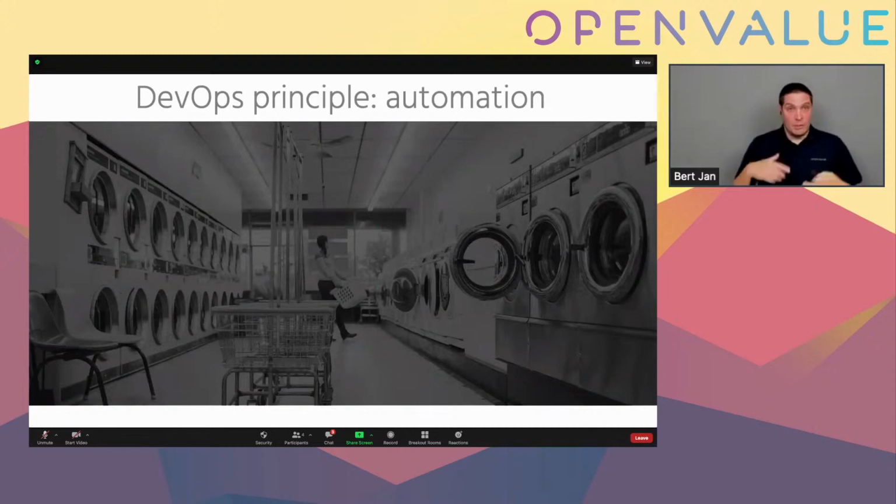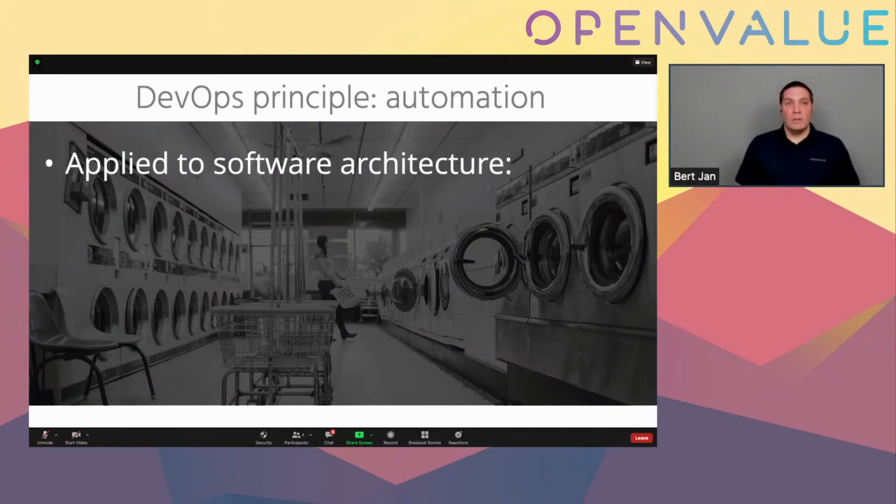Automation obviously is a big part of DevOps. If you automate things, you can be sure that they work in a predictable and repeatable way. So what can you do in terms of automation in software architecture?